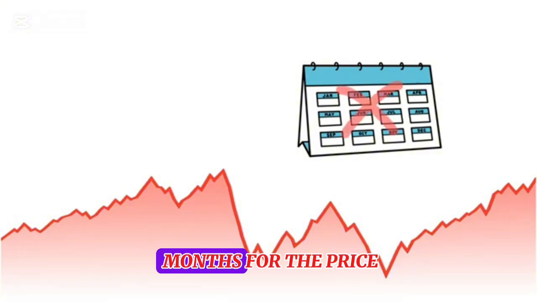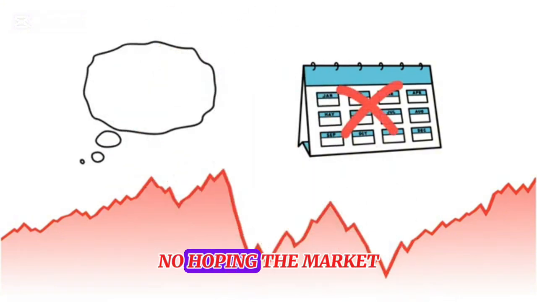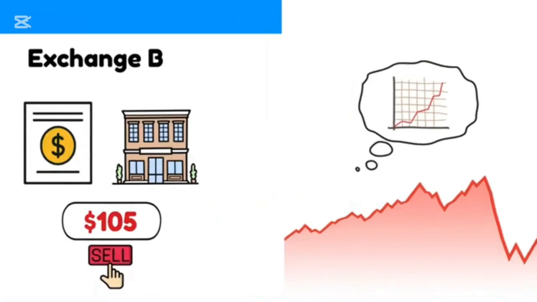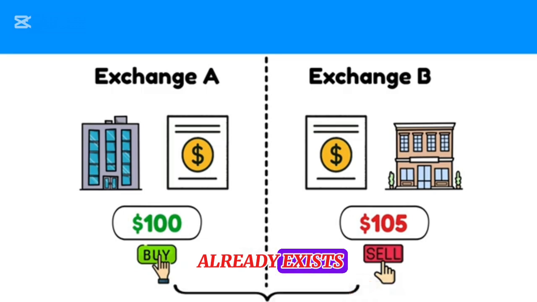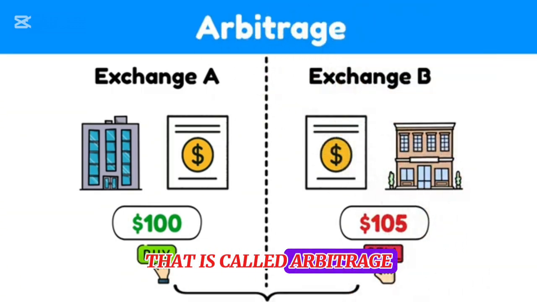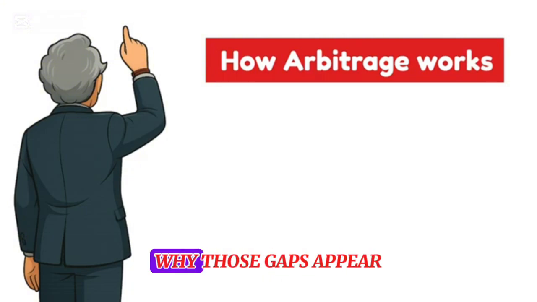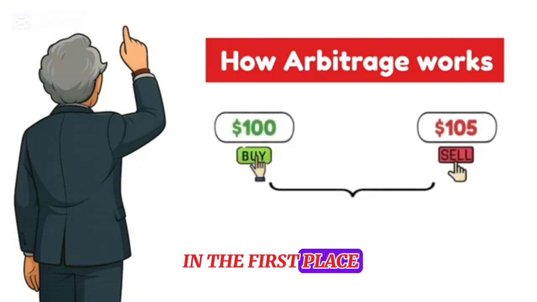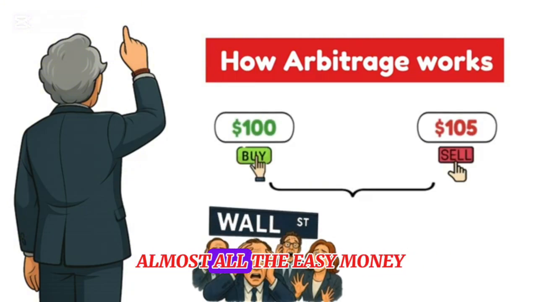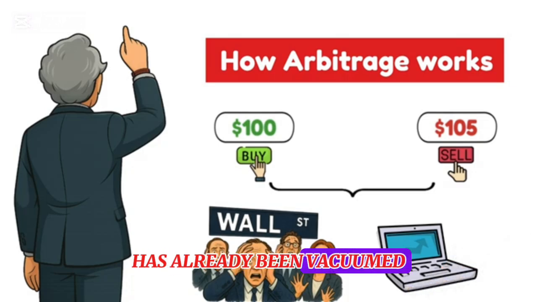No need to wait months for the price to go up. No hoping the market moves your way. Just a gap that already exists. That is called arbitrage. Today I'm going to walk you through exactly how it works, why those gaps appear in the first place, and most importantly, why almost all the easy money has already been vacuumed up by professionals.